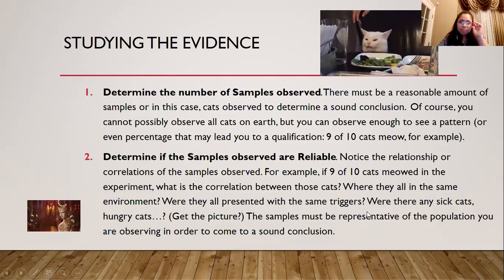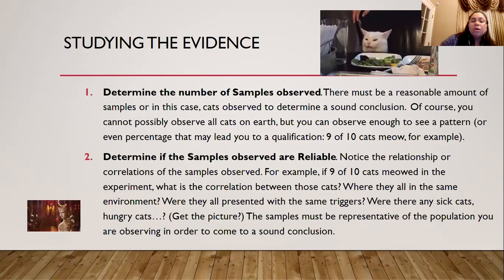But for example, if 9 out of 10 cats meow in the experiment, what is the correlation between those cats? What are some of those things that they have in common, or some of those relationships, or the things that are set in place, criteria? Were they all in the same environment? Were they all the same type of cat? Were they all presented with the same triggers? Was there a control group? Were there any sick cats, hungry cats?